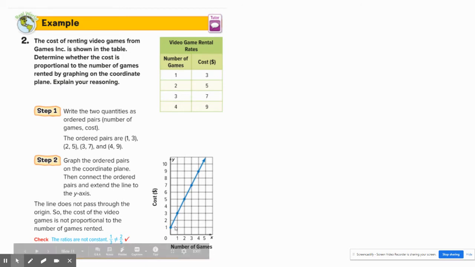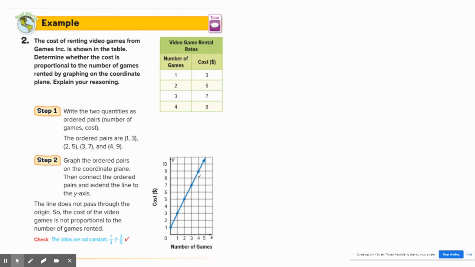And then you go down and look at the graph and you see, well, when I have 1, it goes to 3. When I have 2, it goes to 5. And when I have 3, it goes to 7. That is a straight line. It is a straight line because for every game, it costs $2 more. But it doesn't go through the origin. So you can see the picture where it doesn't go through the origin, but it's a straight line. These values are not proportional.